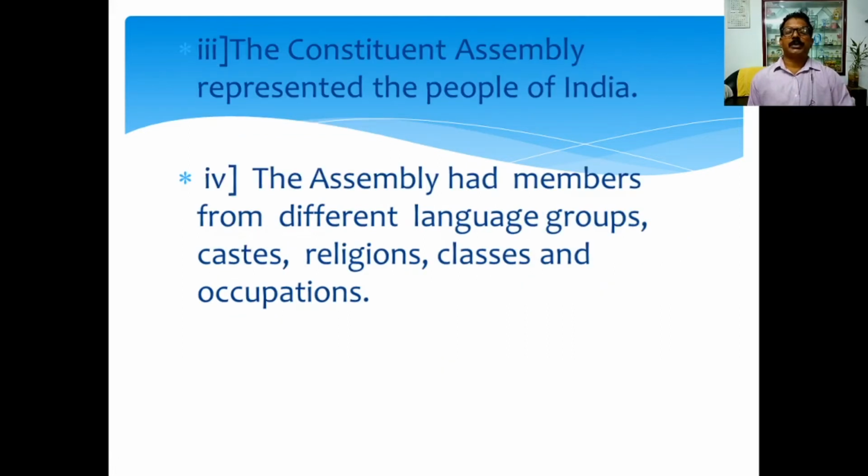The Constituent Assembly represented the people of India. Yes, Constituent Assembly means they were our representatives. We cannot make a constitution by calling all the people of the country, it's not possible. So, a Constituent Assembly was constituted taking people from different language groups, castes, religions, classes, and occupations. So, the Constituent Assembly represented the people of India.